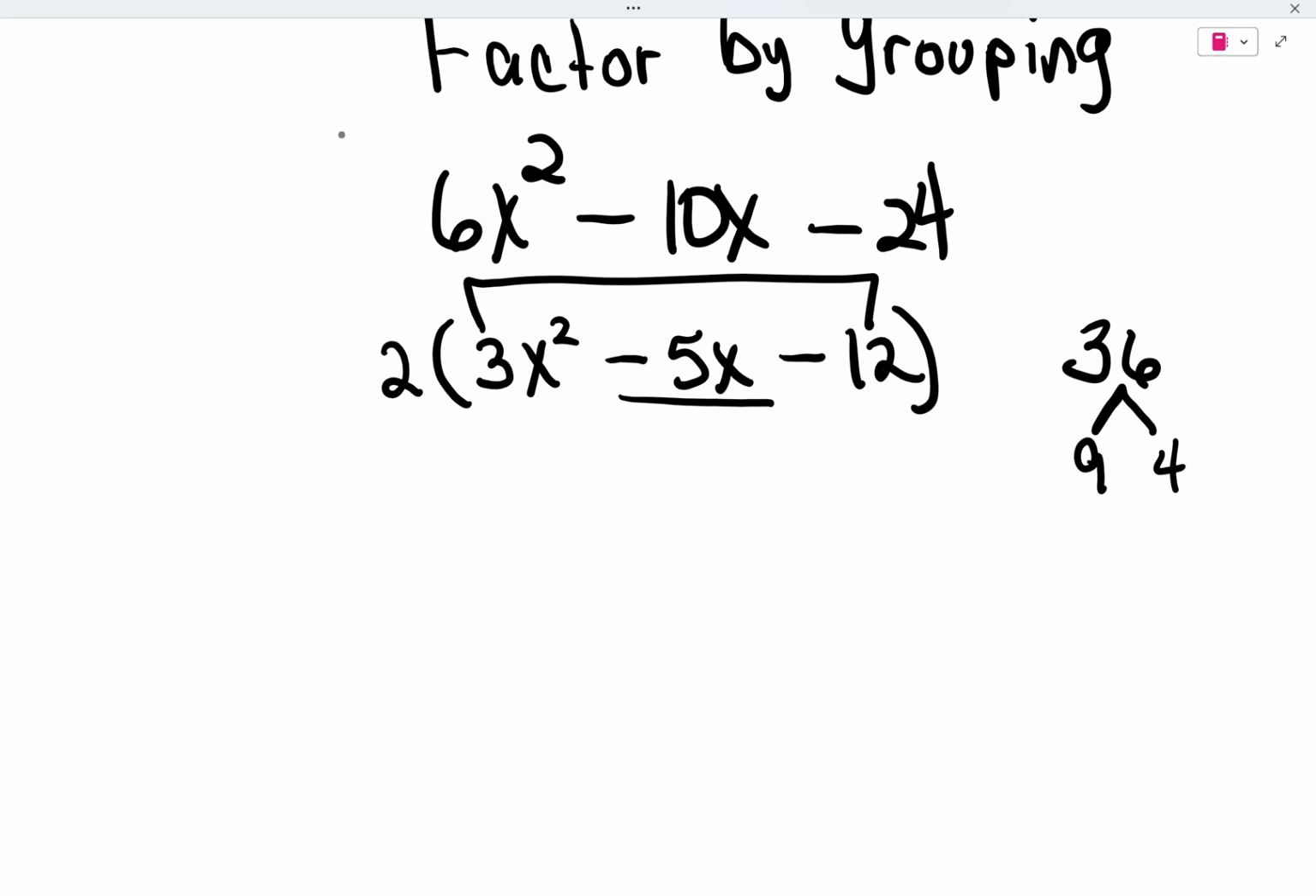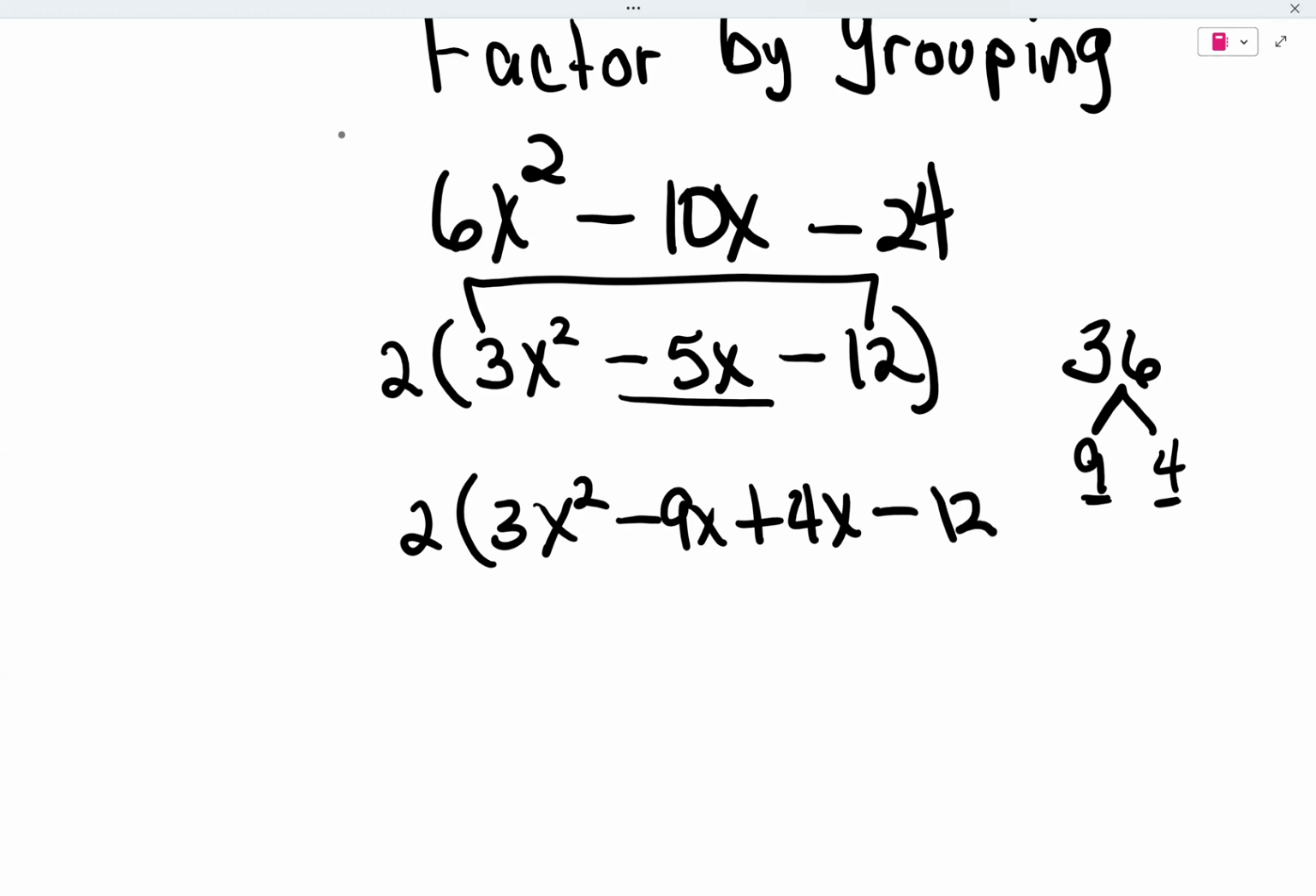Okay, so we split this area here. So this is 2 parentheses 3x squared. We're going to go with a negative 9x, but a positive 4x for the middle. So if you notice, I added x terms to these. So if you complete it, this is what you have. Do you agree? And this is how we stretch that middle term. So all this middle term is now all this.